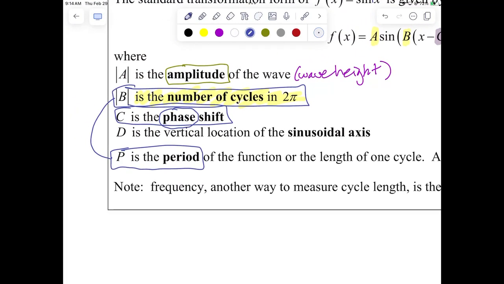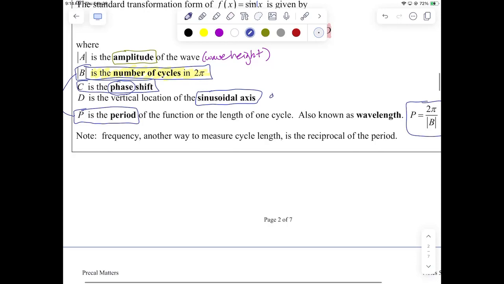Now d. d is still your vertical shift. It's going to move the graph up, down, up, down, up, down. But what important feature does that change? It changes your sinusoidal axis, remember, which by default is the x-axis. So if you want to know where the new sinusoidal axis is, it's always going to be at y equals d. That's going to be very important when it comes time to sketch these graphs, because one of the first things we do is sketch our sinusoidal axis, because it gives us a reference point for the height of the wave. Above and below that point, we go a value.